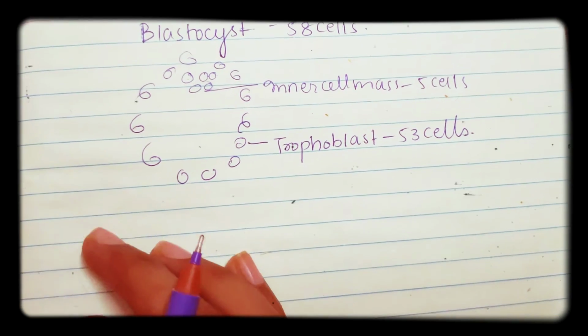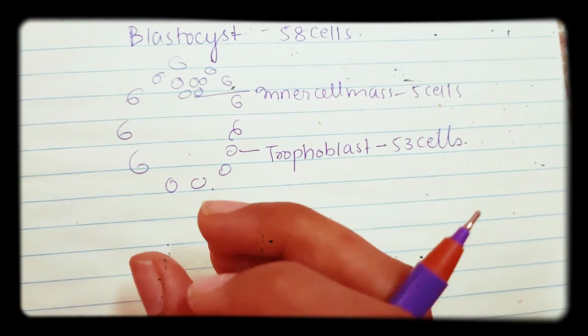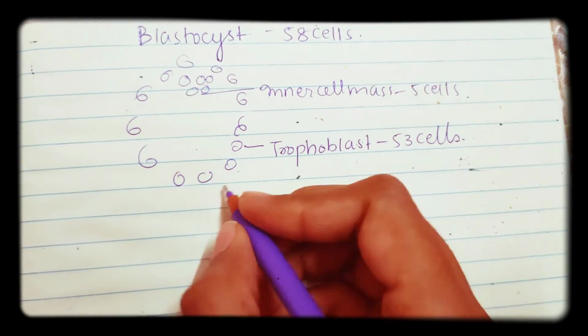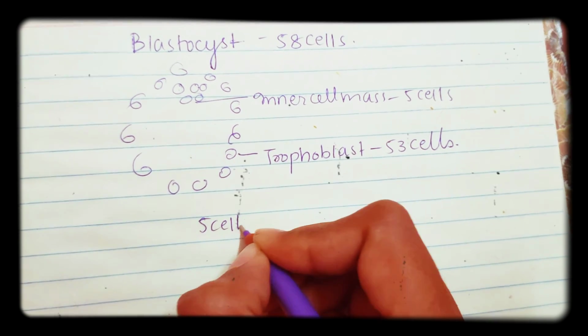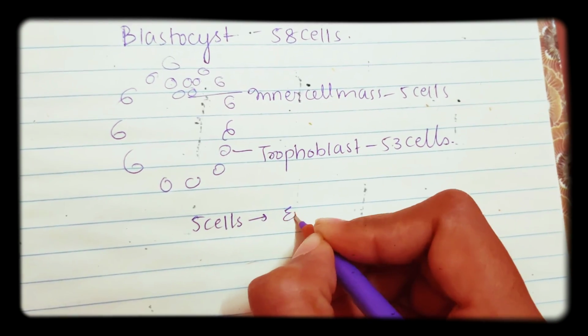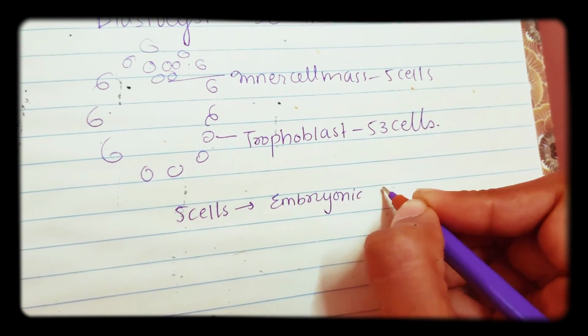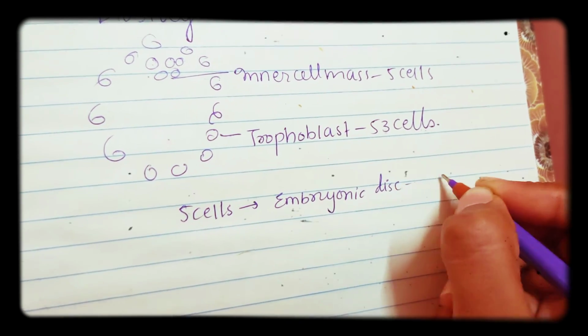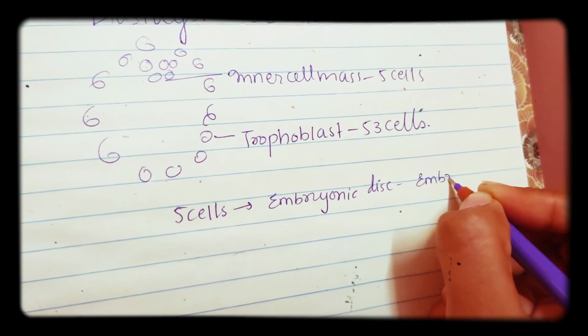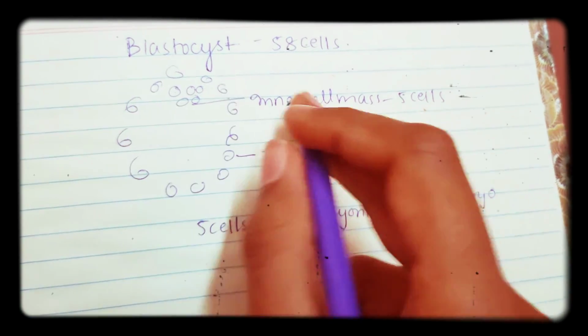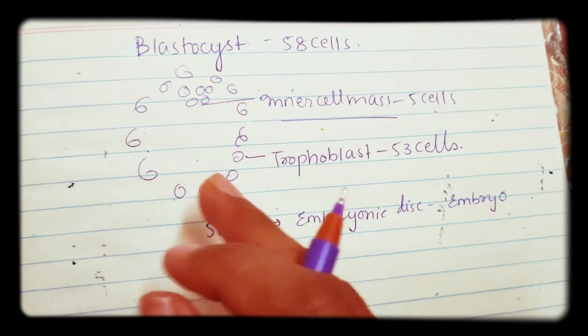So now you see only these small 5 cells are forming the inner cell mass, and these 5 cells of the inner cell mass will later form the embryonic disc. Okay, so it will form the embryonic disc, and further it will convert into a whole embryo. So the whole embryo is derived mainly from the inner cell mass. Very important. Next, the trophoblast.